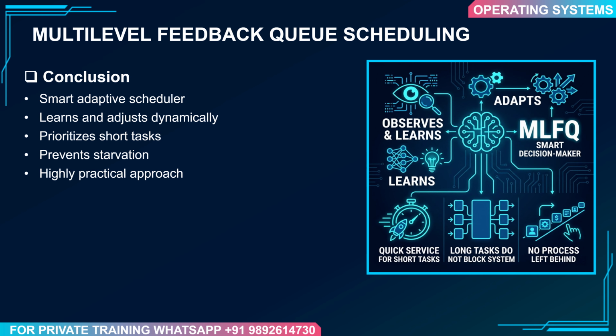So, if we look at the bigger picture, multi-level feedback queue scheduling is like a smart decision maker inside the operating system. Instead of following fixed rules, it observes, learns, and adapts. It ensures that short tasks get quick service, long tasks do not block the system, and no process is left behind indefinitely. And that is what makes MLFQ one of the most practical and intelligent scheduling techniques in operating systems.